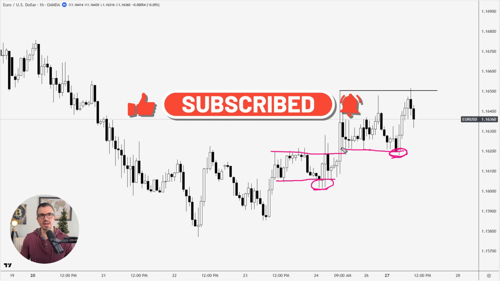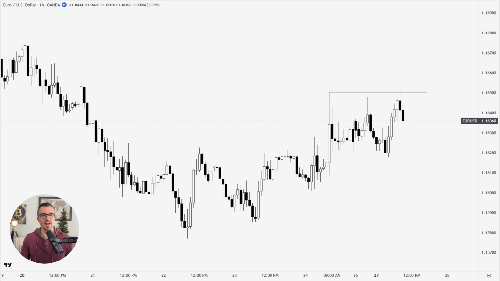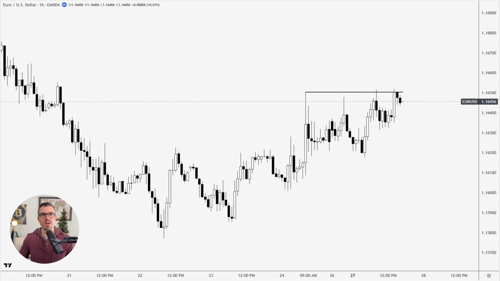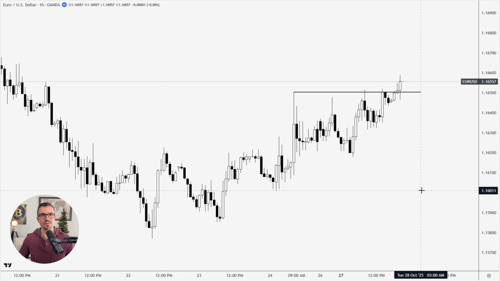Now this was confirmed because we had a breakup structure. So let's see if we do get a breakup structure here to really confirm this as our external low. And then we'll mark that out once we get it. Okay, so moving forward here, you can see we tested this high up here. That is not a confirmed breakup structure. So let's move this forward and see what we get.